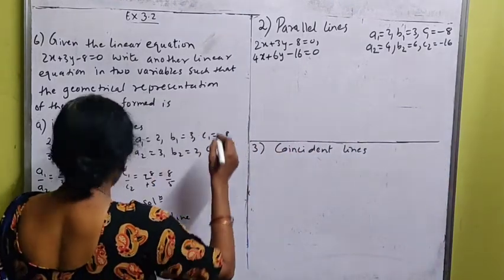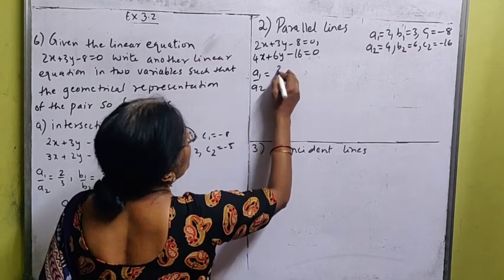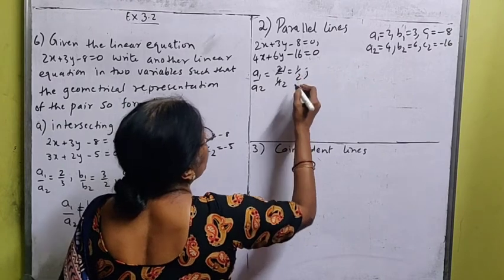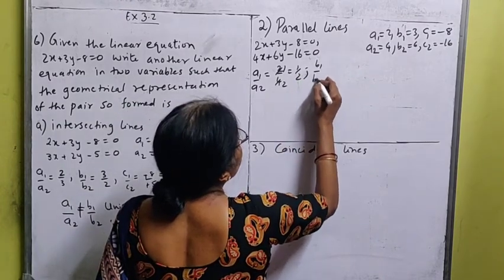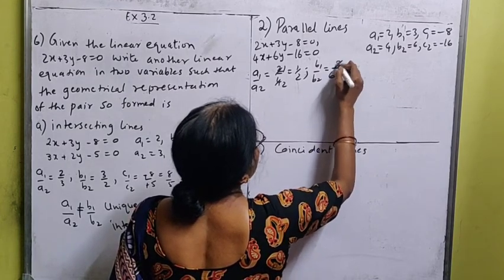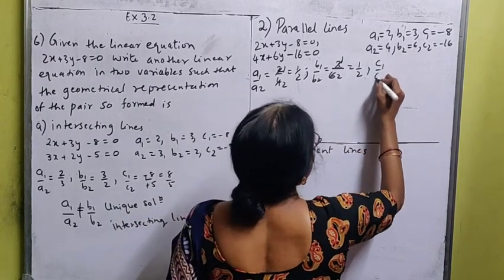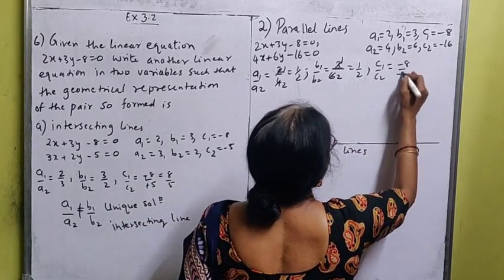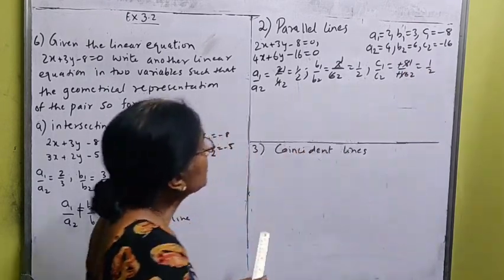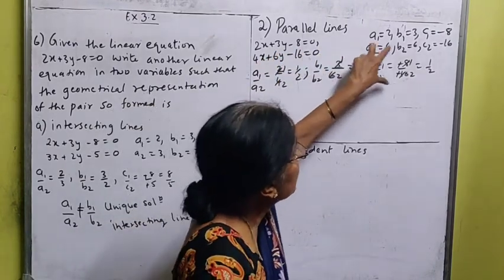Now let us take the ratio. A1 by A2 is equal to 2 by 4, 2 ones are, 2 twos are, is equal to 1 by 2. B1 by B2 is equal to 3 by 6, 3 ones are, 3 twos are, is equal to 1 by 2. C1 by C2 is equal to minus 8 by minus 16, minus cancels, it became 1 by 2. So can you see A1 by A2 is also 1 by 2, B1 by B2 is also 1 by 2, C1 by C2 is also 1 by 2.